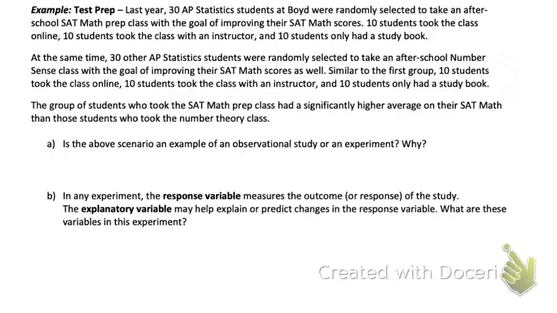Does everybody understand how it worked? I basically took 60 students. 30 of them took number sense, 30 of them took the SAT math prep. Within those groups, I have 3 different instruction methods: online, with an actual instructor, and a study book. Is this an example of an observational study or an experiment?